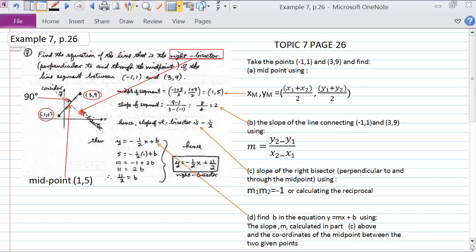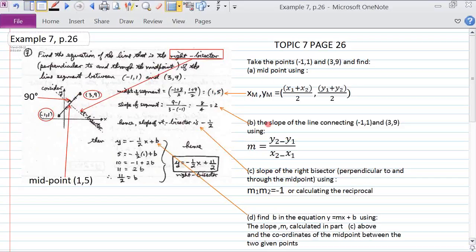Now, since we're looking for this line, we'll need to have the slope of this line. How are we going to find that? Well, we can calculate the slope of this line and then realize that it's at right angles, perpendicular to. So we can do the m1 m2 equals -1 formula, or we can just do the reciprocal. So let's find the slope of this line here. So that's the second part. In the first part, A, we found the midpoint.